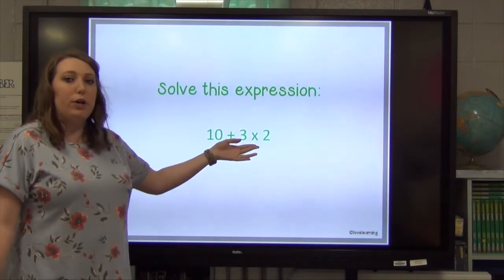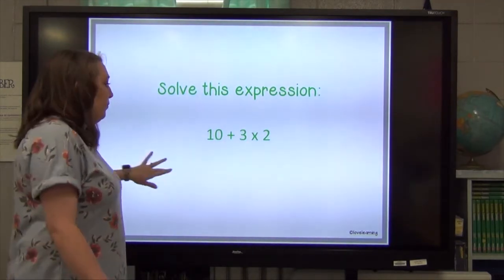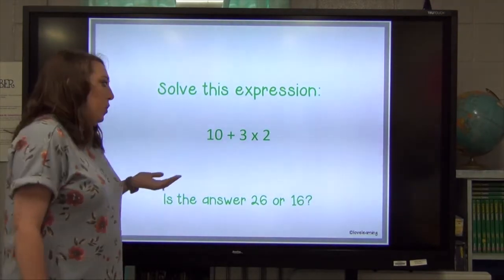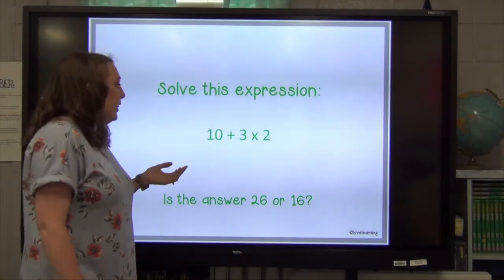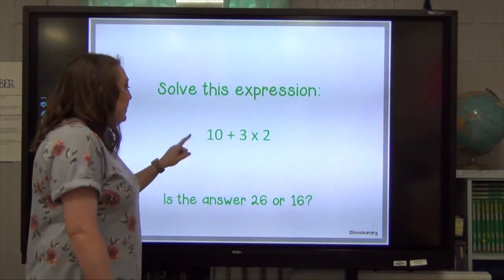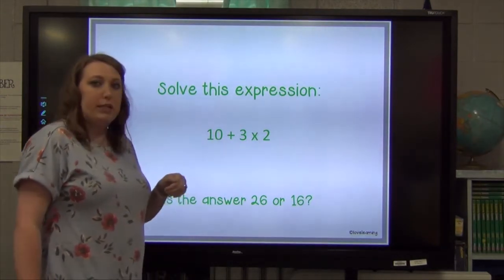So this is a numerical expression. We have 10 plus 3 times 2. Alright, so is the answer 26 or is it 16? Well, let's look at it. Let's solve from left to right just like every math problem that we do. 10 plus 3 is 13. 13 times 2 is 26.